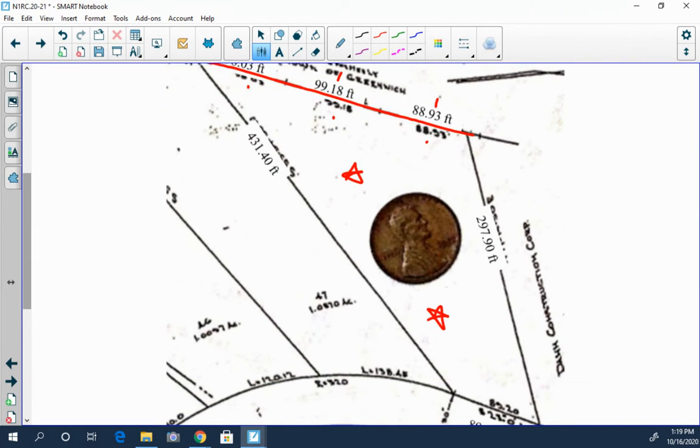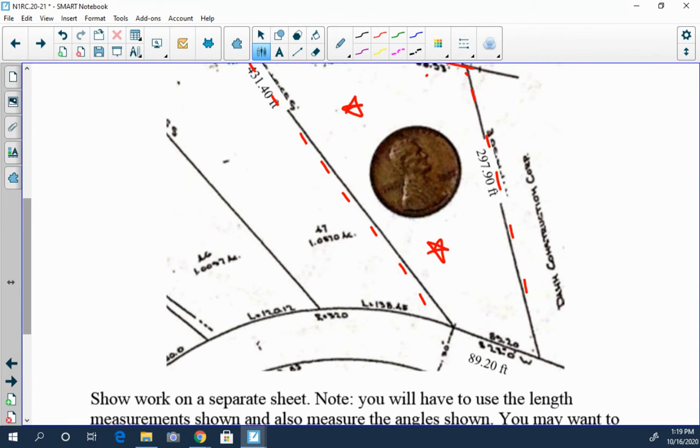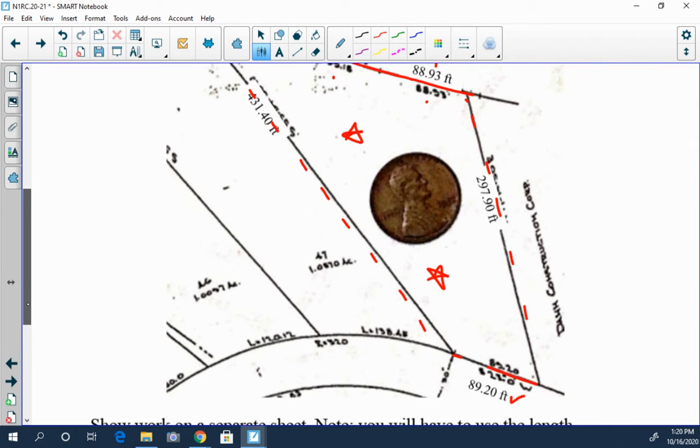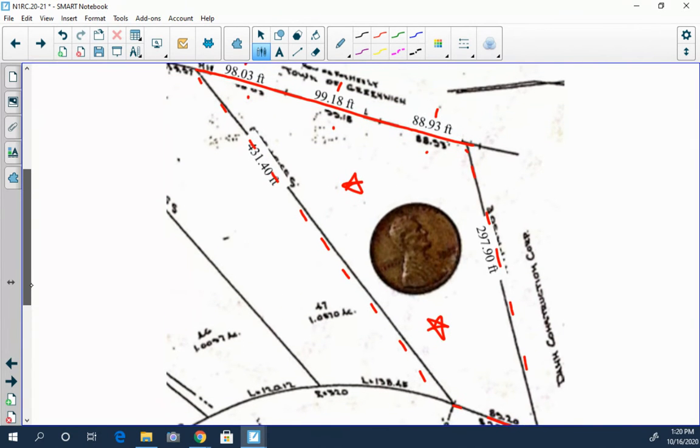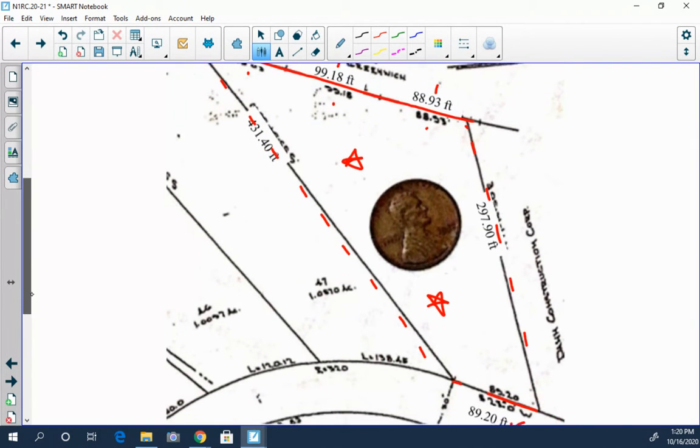Now the longest boundary comes along here. That's your 431. Another long boundary over here, 297. And then we've got this short boundary over here. This is 89. Oh, it says down here, 89.20 feet. Okay, so you've got to find the area of this thing. It's an interesting shape.